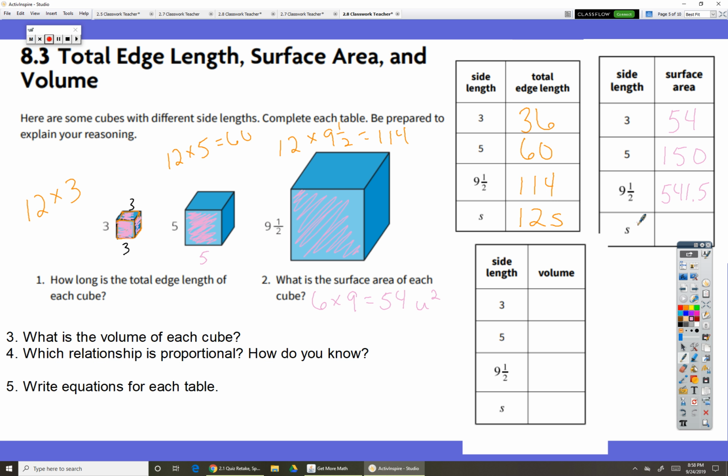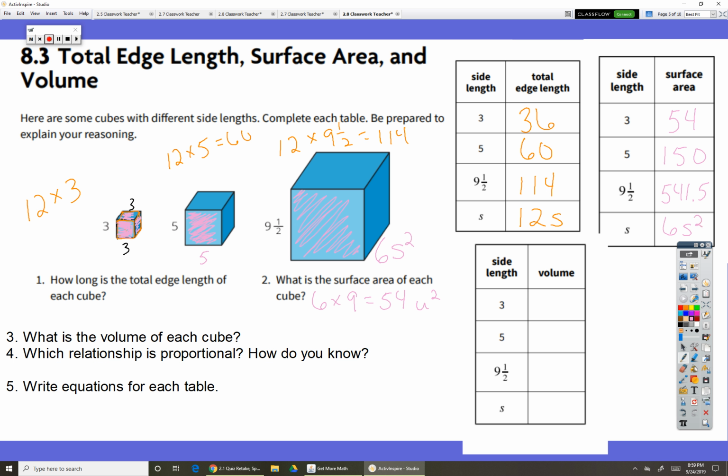Now, if I have a side length of S, let's think about what we need to do to any side length in order to find the surface area. The first thing we did for all of these is we multiplied the side length times itself. So we did 3 times 3, 5 times 5, 9.5 times 9.5. So we would need to do S times S, and we can write that as S squared. Since there were 6 faces, we multiplied times 6. So we have S squared times 6, which we can just write as 6S squared.